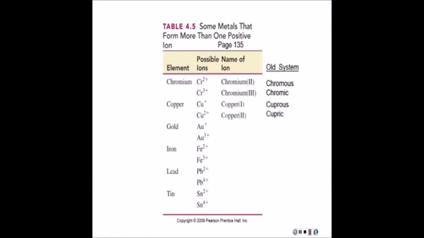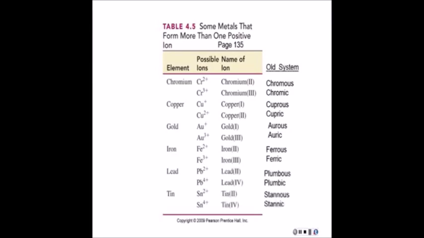So copper could be copper 1 or 2, or cuprous and cupric. Gold, gold 1 or gold 3, aurous or auric. Iron 2, iron 3, ferrous or ferric. Lead 2 or lead 4, plumbous, plumbic. And lastly, tin 2 or tin 4, stannous and stannic.